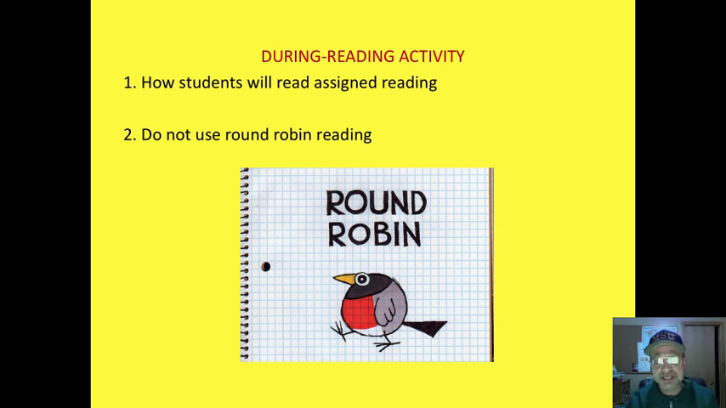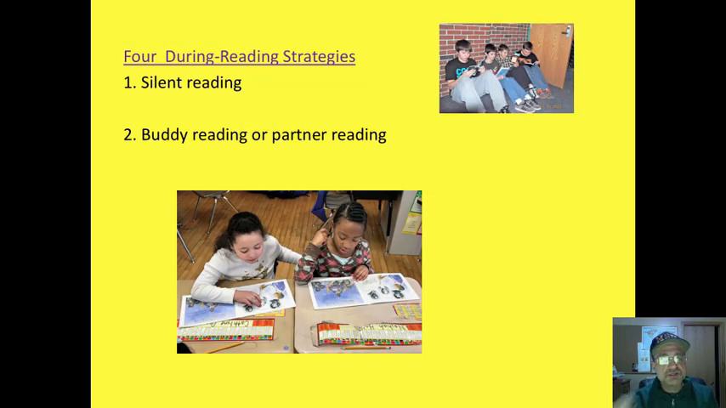Now, the during reading activity, it's how students will read the assigned reading. Do not use round-robin reading, where students go around the table and read out loud. That's not how real people read. We want them to do these things, silent reading, for the majority of the time. All right? The goal is to enable them to read silently.